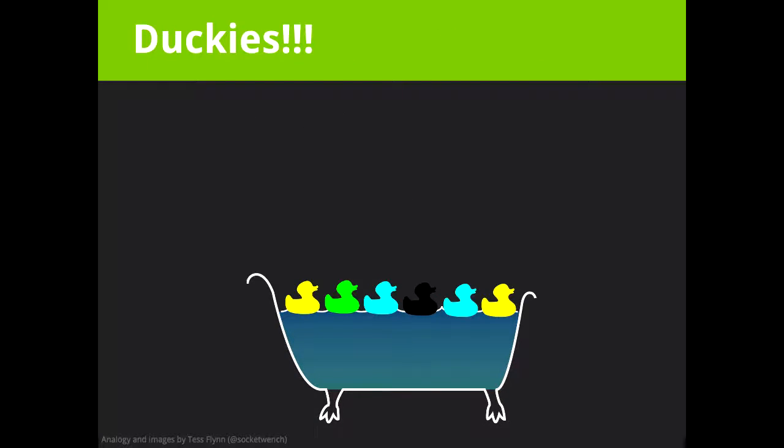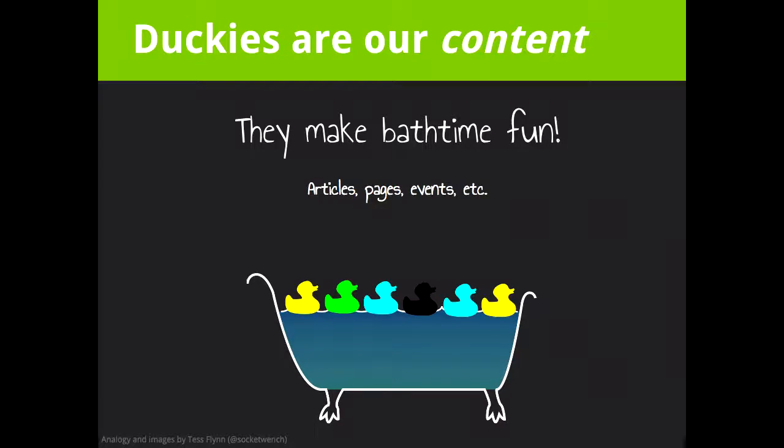It's the duckies. She wants the bath toys. She wants the things that are floating in the bathtub. And in this case, our duckies are our content. The duckies, they're the things that the articles and the products and the blog posts and the events and all those different pieces. Without the content, what is your website really? Right? There's no reason to have a website without any content. But if you're just creating all this content, it's really hard for people to find what they're looking for, right?